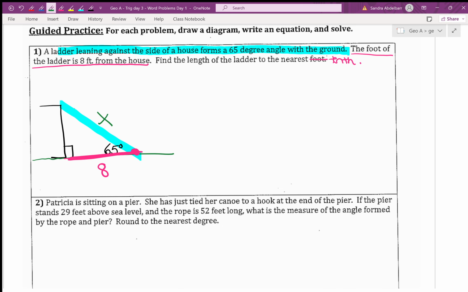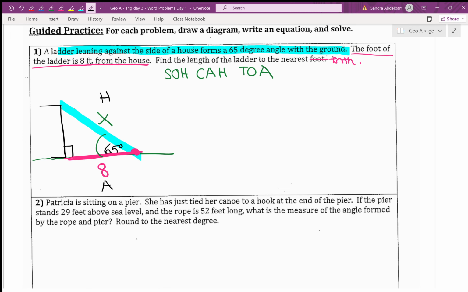So now we're going to use trigonometry. Everything's in reference to which angle, do you think? The 65-degree angle. So I'm going back to SOHCAHTOA. And I'm going to look at which sides I was given. I was given the 8, which is adjacent to 65. And I want to find x, which is the hypotenuse. Do we all agree? So according to SOHCAHTOA, which trig function pairs the adjacent and the hypotenuse?